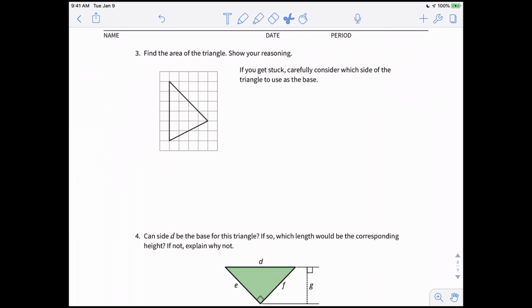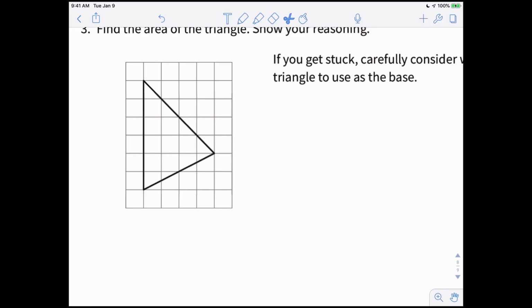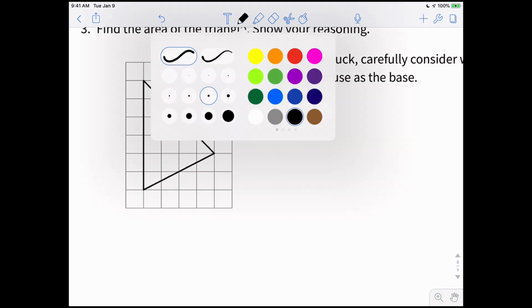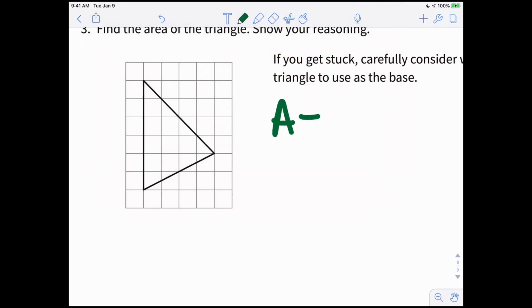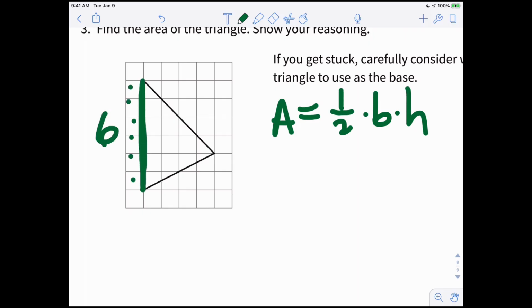All right, find the area of the triangle. Show your reasoning. Well, let's use the formula. The formula is 1/2 times base times height. So what's the base? Any side would work, but this one seems the easiest. 1, 2, 3, 4, 5, 6. So the base is 6. The height is going to be right here. There's the corresponding height. It's 1, 2, 3, 4. So the height is 4.